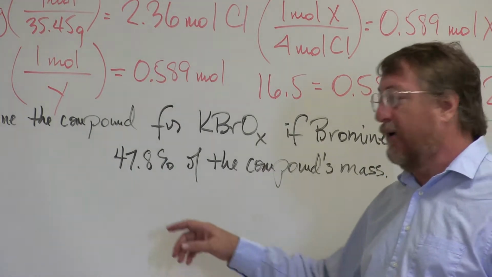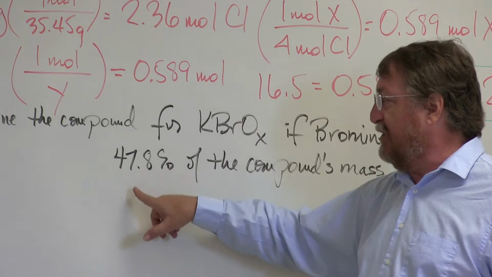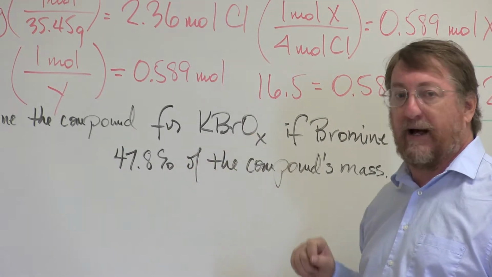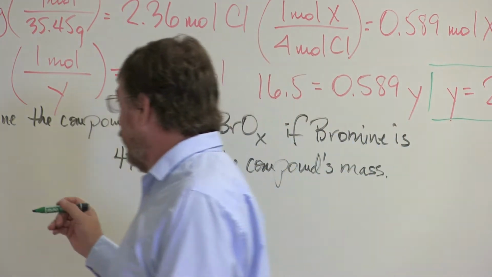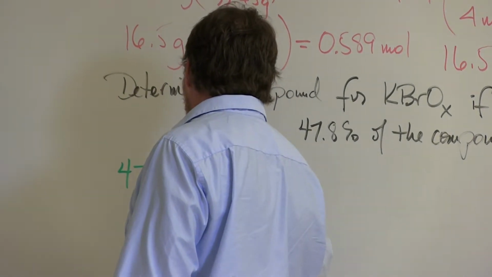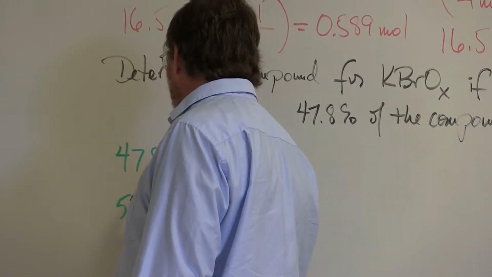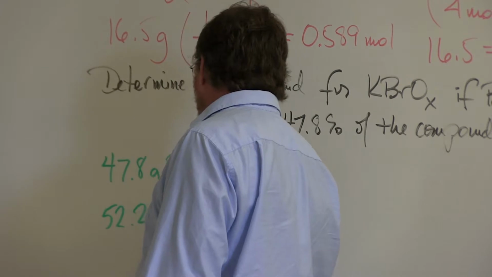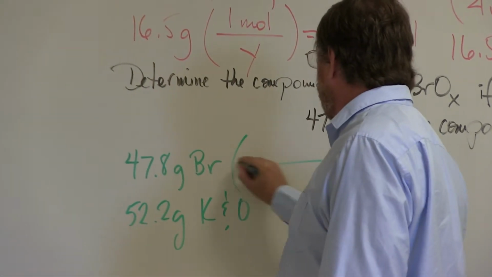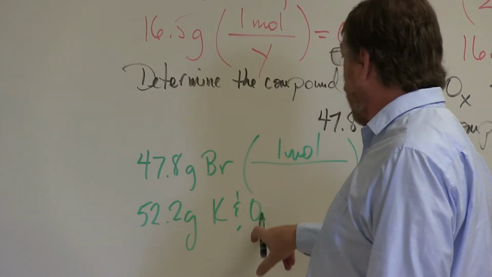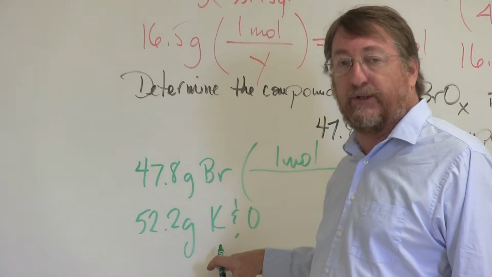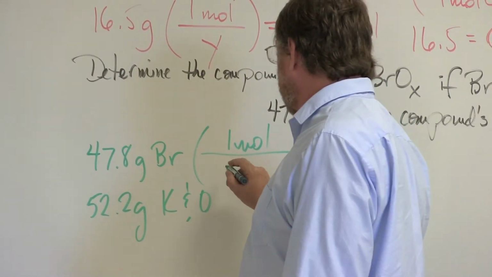The tricky part is now the extra part, the 52.2, is not just one element. It's both potassium and oxygen. So we've got to be able to handle that. So we say, okay, 47.8 grams of bromine. Then we have 52.2 grams of both K and O. Well, we cannot convert this into moles because we don't know what proportion is K and what proportion is O. But we'll come back and figure this out.